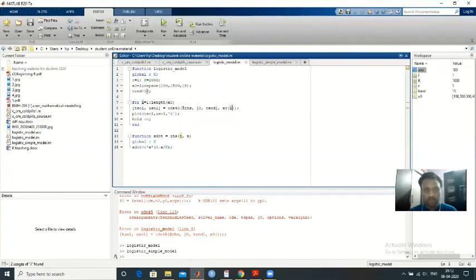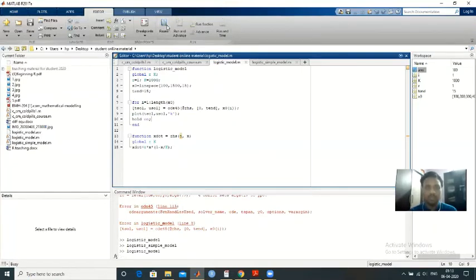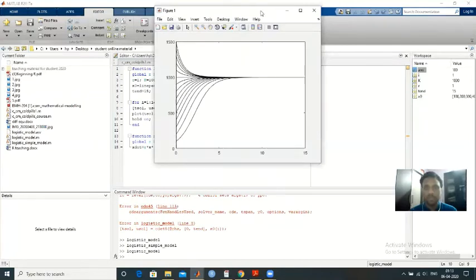It will plot the first curve. Then if it goes on, I will become 2, then x naught 2 will become 200. Then it will plot again. And this command is hold on. Hold on means to plot the curve on the same figure. So all other code is the same. If I run this program, you will get the 15 curves here.